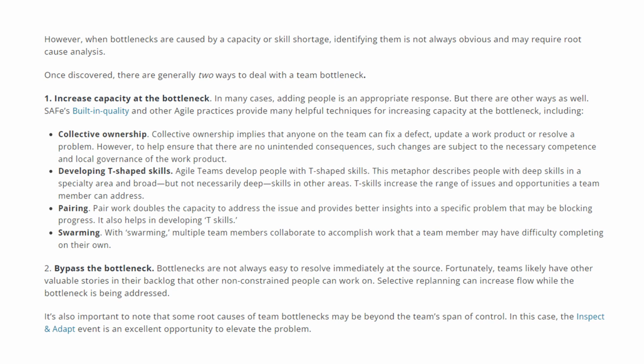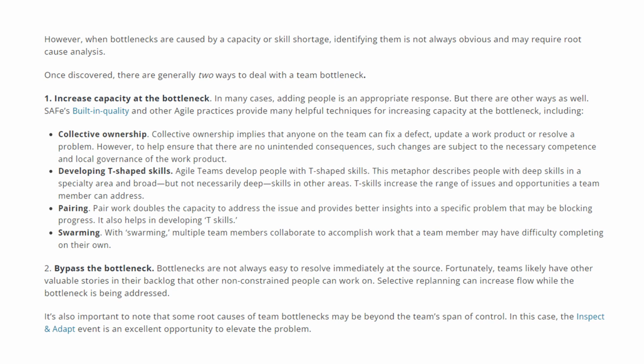The second option is developing T-shaped skills. So agile teams develop people with T-shaped skills. This metaphor describes people with deep skills in one specialty area and broad but not necessarily deep skills in other areas. T skills increase the range of issues and opportunities a team member can address.